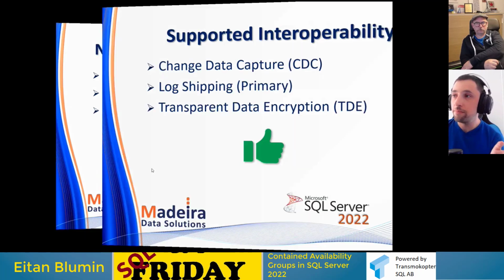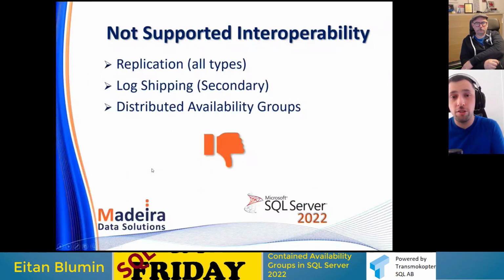What does not work, as of today, is replication. All types of SQL Server replication do not work together with contained availability groups. You cannot have a contained database which is also the secondary database in a log shipping session. And it does not support distributed availability groups. This is true as of today, as of the release candidate of SQL Server 2022. Perhaps it will change sometime in the future. I hope it does. But for now, that's what we have.